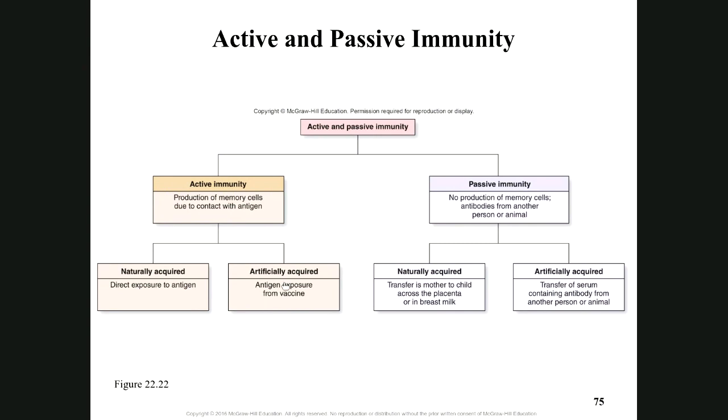And in the passive immunity, we don't make memory cells in our body. In naturally acquired, the antibody can passively move from the body of the mother to the body of the fetus, or we can find it in the breast milk. And the artificially acquired passive immunity happens when we use antibody from a human or an animal for the person, and we can immunize them against different diseases.